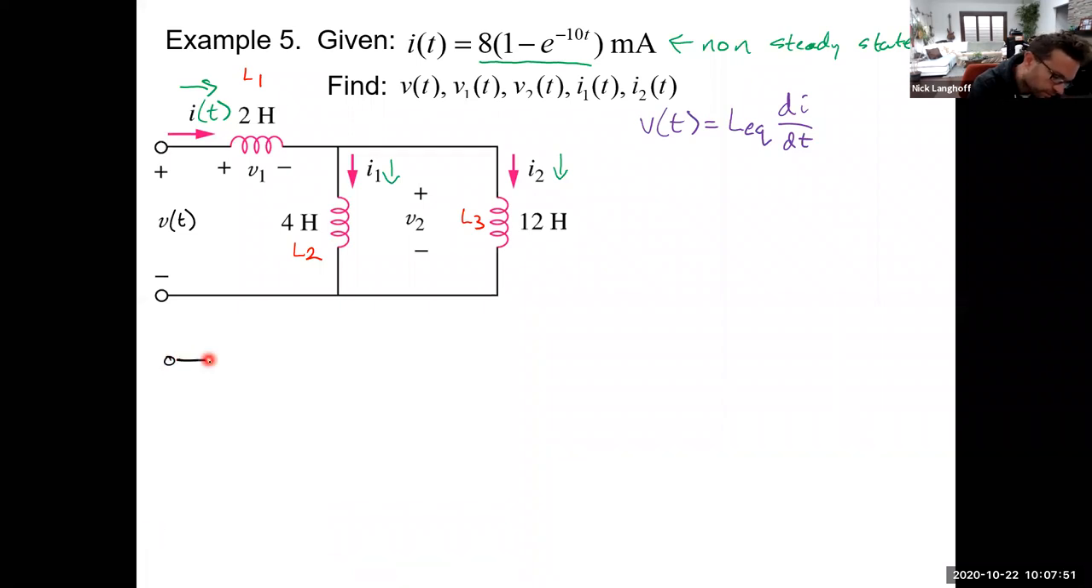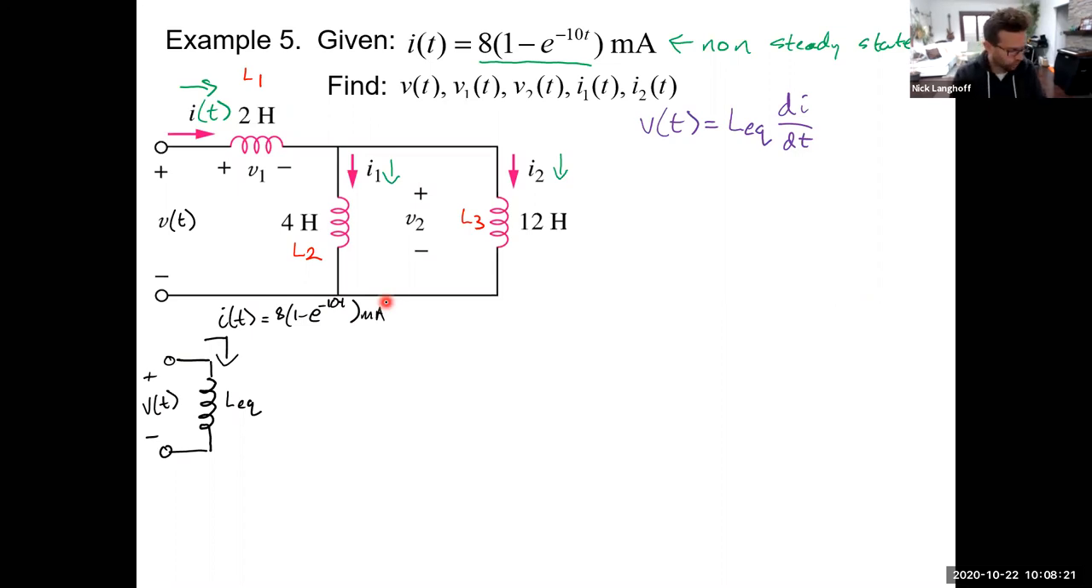Here's an equivalent inductor. So here's L_EQ, and we want to find the voltage developed across that port, V of t. And we know that the current entering that whole port is the current that's already been given: 8 times 1 minus e to the negative 10t, in milliamps.